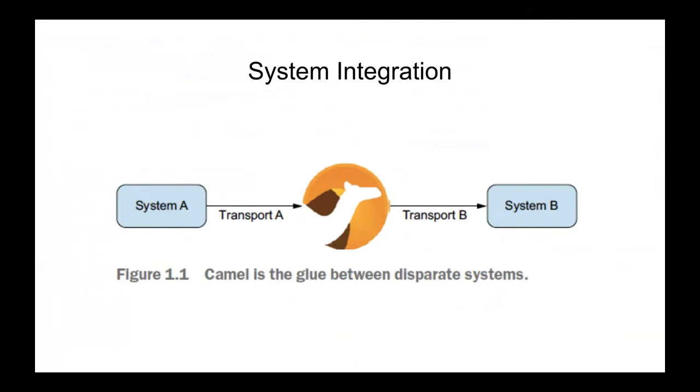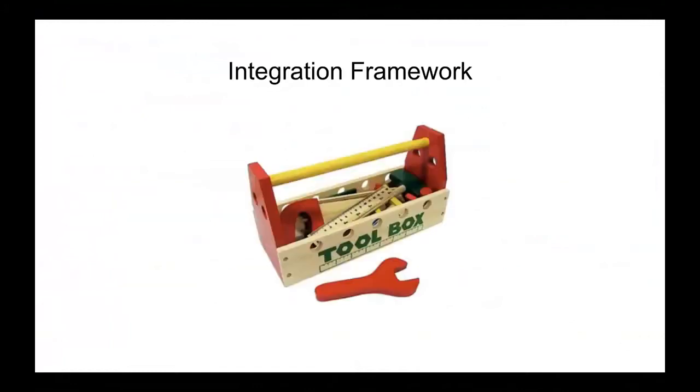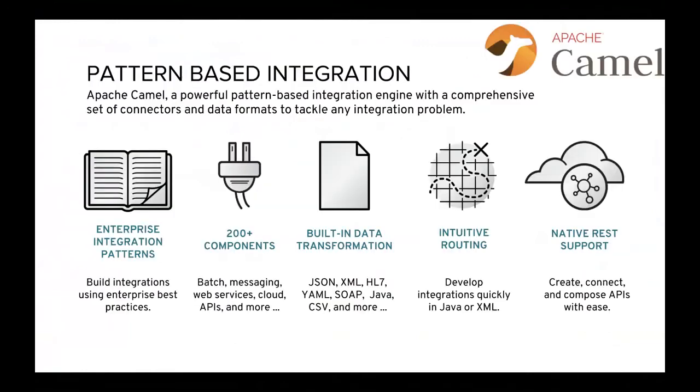So Camel is used for any kind of system integration. Camel is an integration framework. Some people like to say Camel is an integration toolbox or toolkit. Here are the highlights of Camel. Camel allows you to build integration using enterprise best practice. Those are the enterprise integration patterns, which we're going to see in a moment.